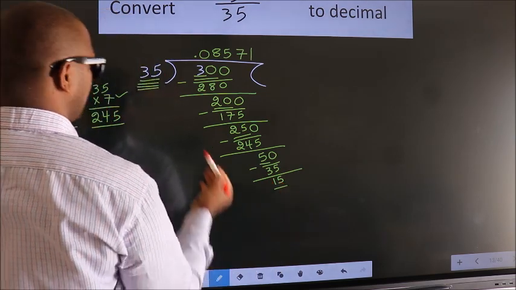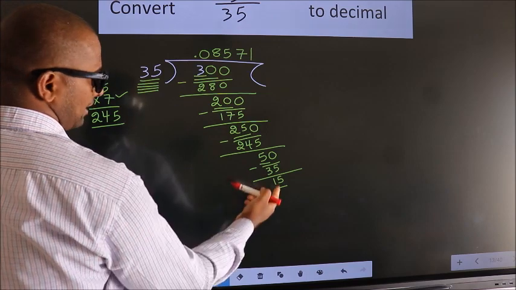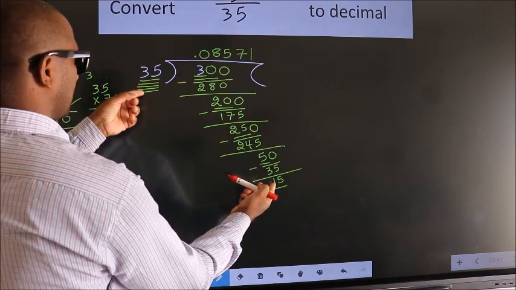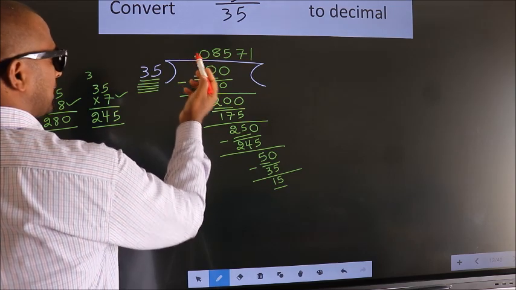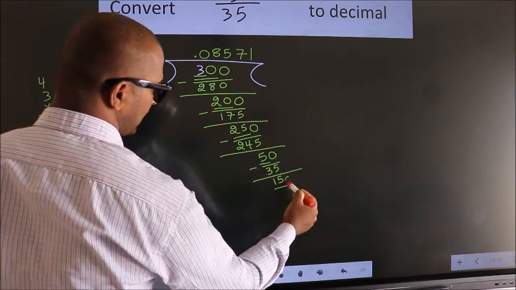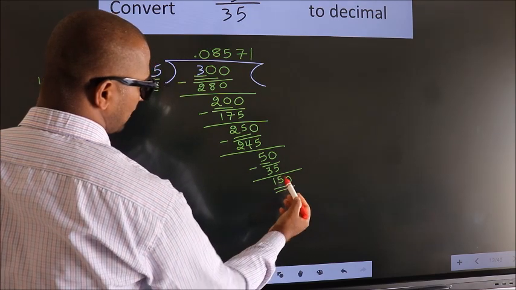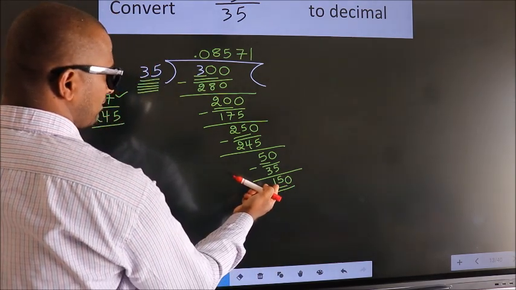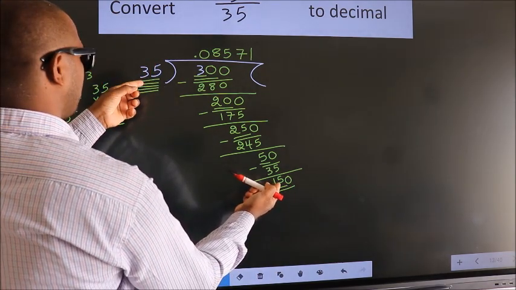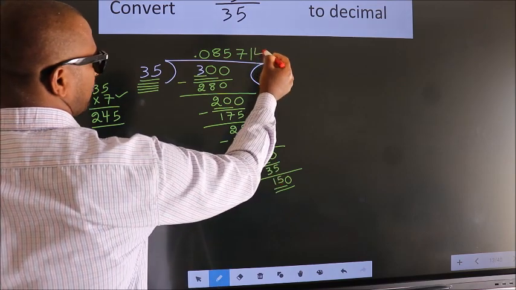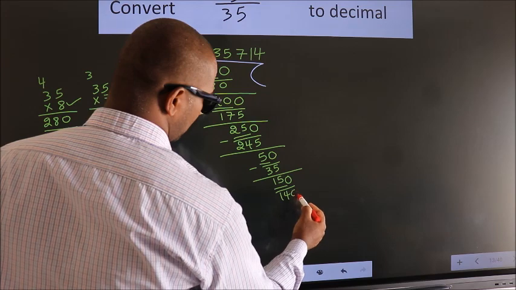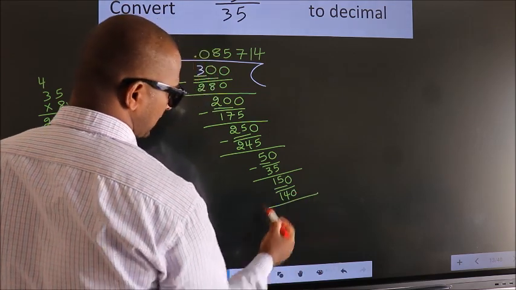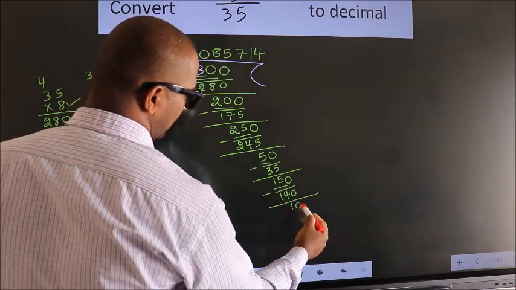Here we have 15, here 35. 15 is smaller than 35. And we already have the decimal. So we can directly take 0. So 150. A number close to 150 in the 35 table is 35 fours, 140. Now we subtract, we get 10.